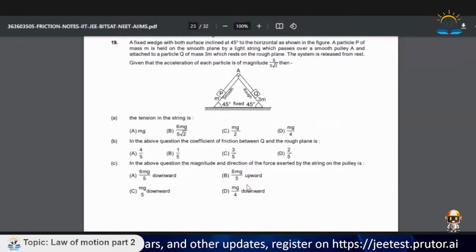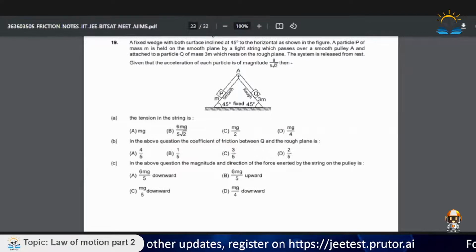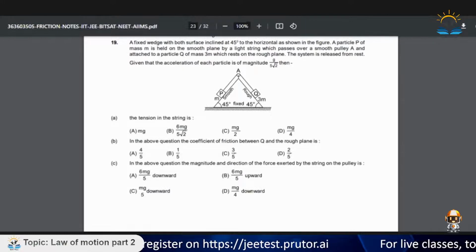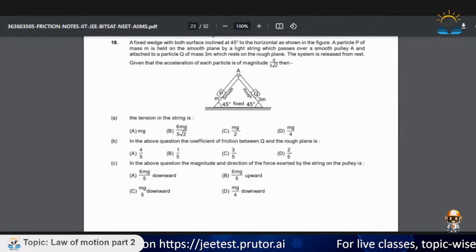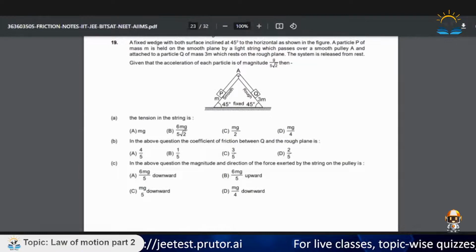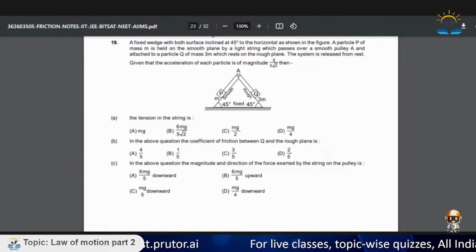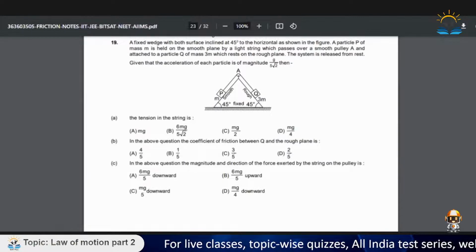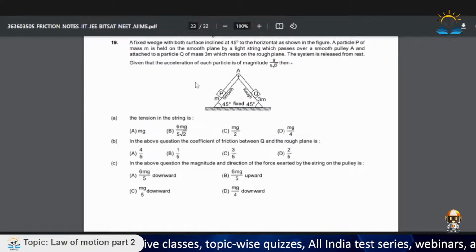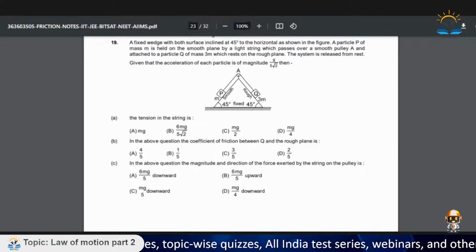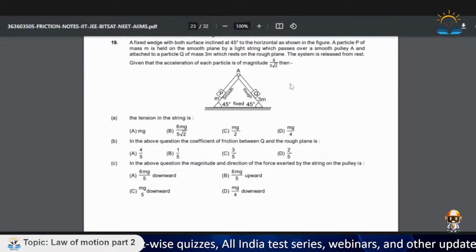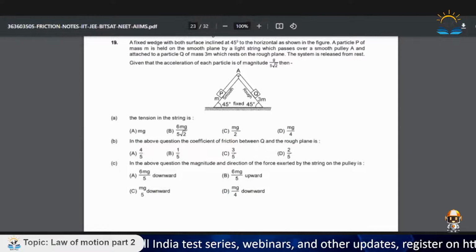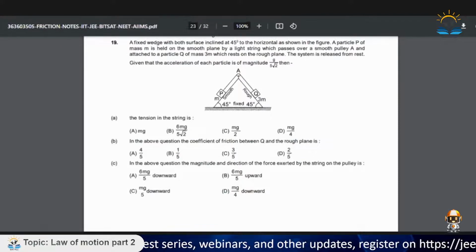Okay, now let us see this question number 19. A fixed wedge with both surfaces inclined at 45 degrees to the horizontal as shown in the figure. A particle P of mass m is held on the smooth plane by a light string which passes over a smooth pulley A and is attached to a particle Q of mass 3m. It rests on the rough plane. The system is released from rest. Given that the acceleration of each particle is of magnitude g by 5 root 2, they are asking these three questions. So let us try to answer these questions.